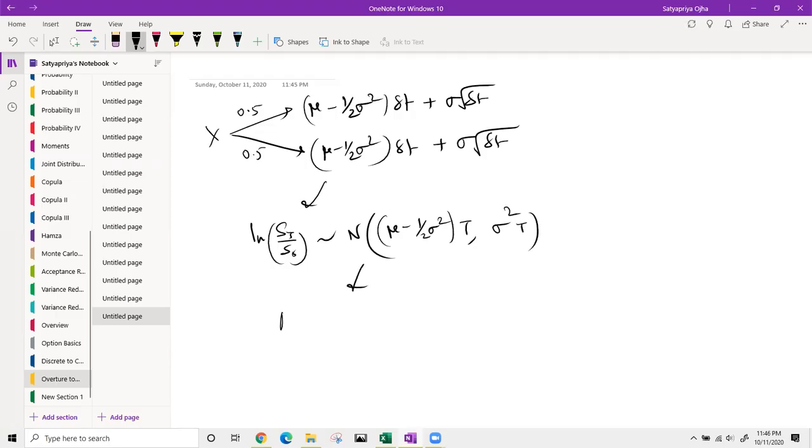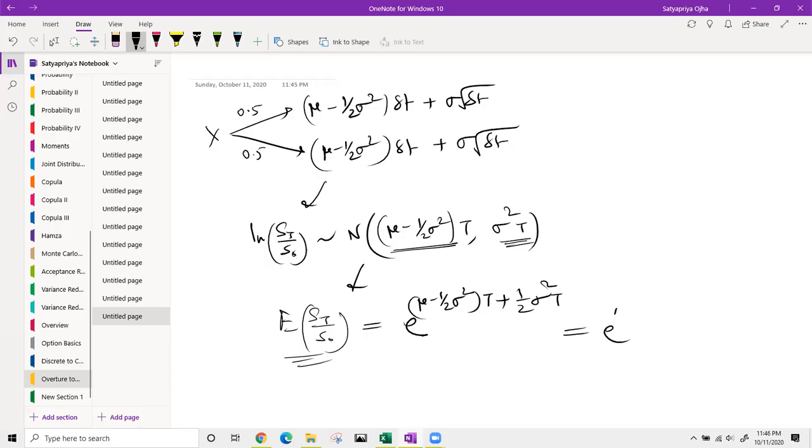And this will promise this. The expected value of a log normal variate is e to the power mean of that normal distribution, whatever it was, plus half variance. The expected value of my average stock price at the end of t is this, S0 will just go here. So now it is proper.